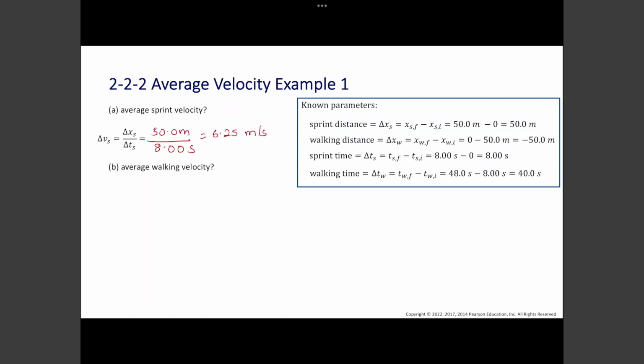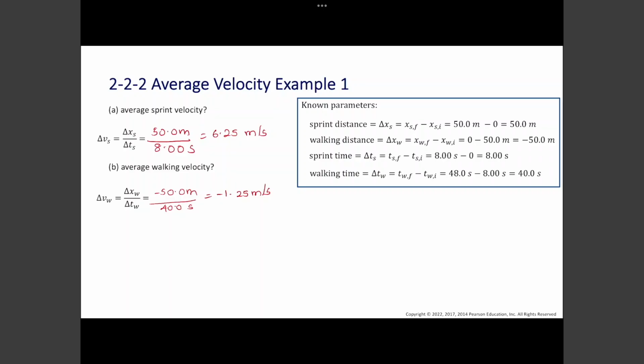So in part B, we have to find the average walking velocity. For that, walking velocity is equal to walking displacement over the time. We found the walking distance, which is equal to minus 50.0 meters, and the time is equal to 40.0 seconds. So the answer is minus 1.25 meters per second. The value is negative because it is opposite to the positive x direction.